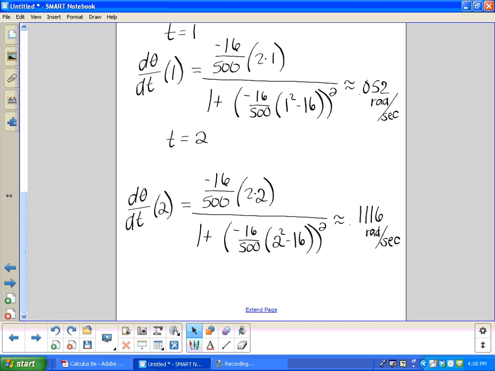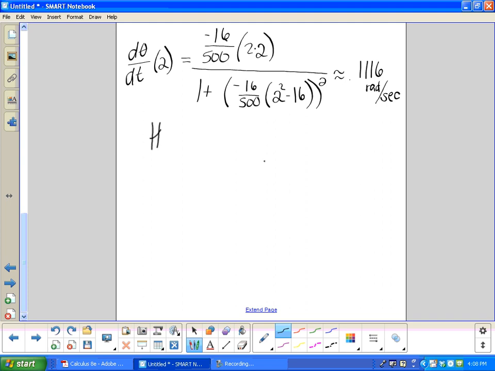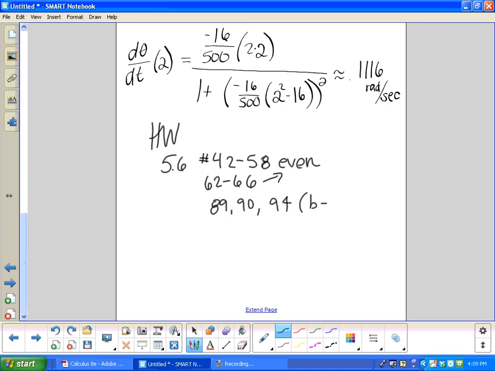All right, I'm going to give you your homework assignment if you want to go ahead and get started on it. I know that you'll have another assignment due next class, but this is going to be your assignment from this section. This is what we're going to work on in class next time. From section 5.6, you're going to do numbers 42 through 58 even. Then I also want you to do 62 through 66 even as well, 89, 90, and then 94, B through E. All right, there you go.